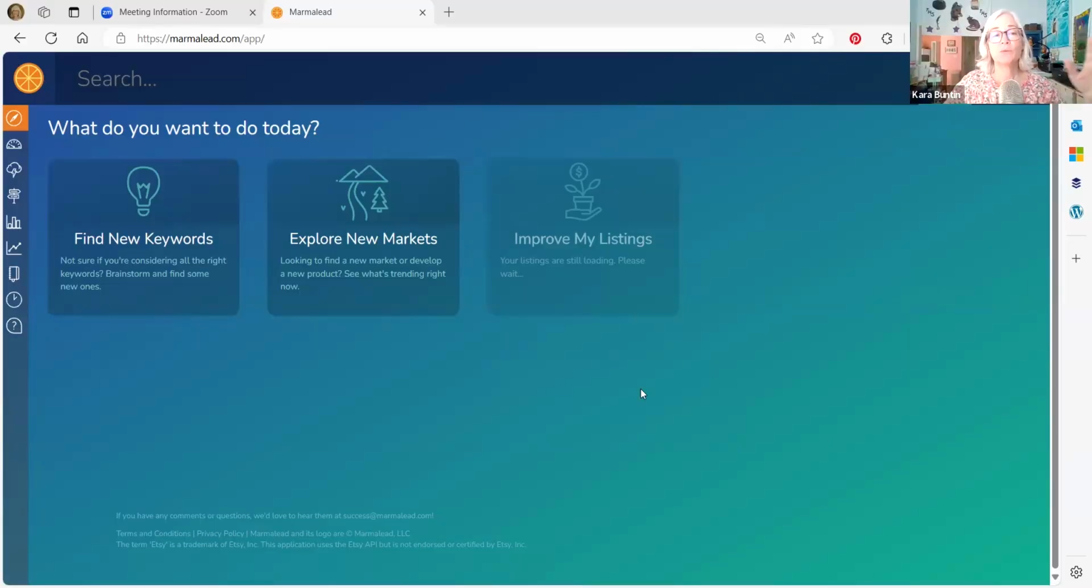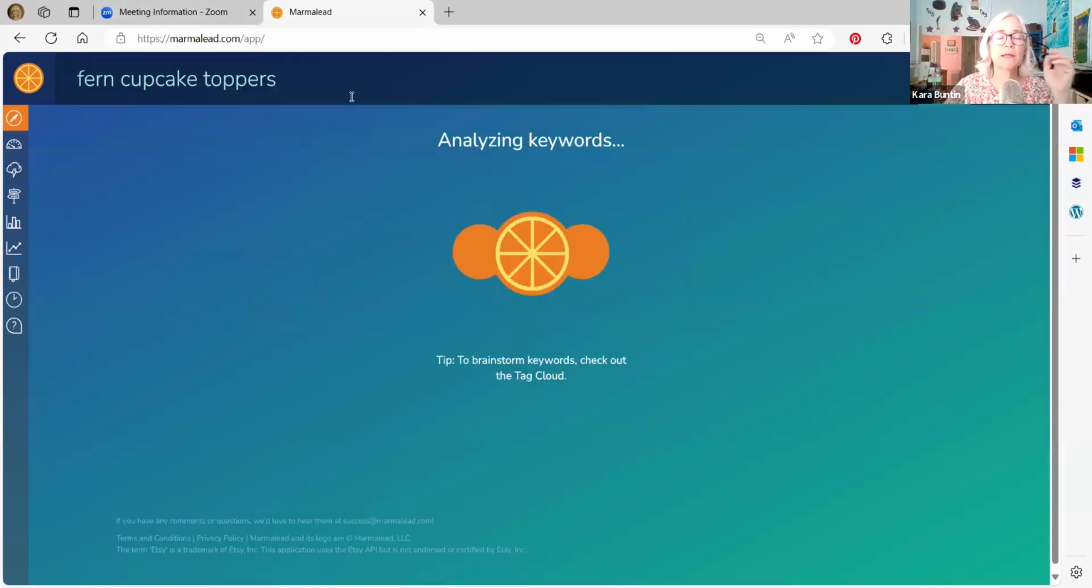When you open Marmalead, this is the search page. It looks different because they've put these things in here, and you might think they've taken this tool out because a couple of people did, but no, it's still here. Let's stick with the ferns because I did two videos before this about these edible ferns. I'm going to do fern cupcake toppers. Okay, so we'll stick with that.